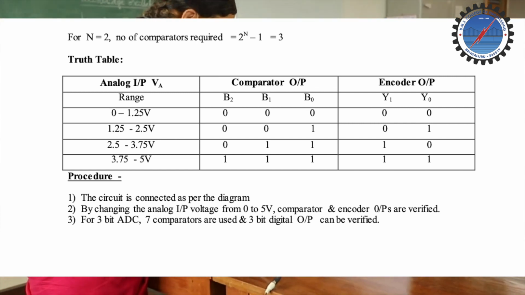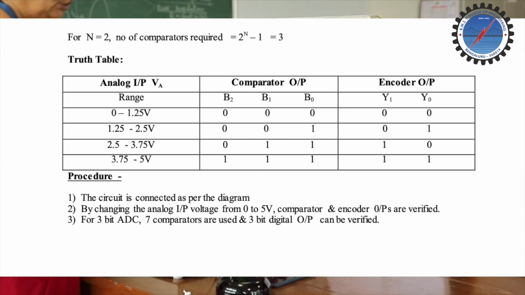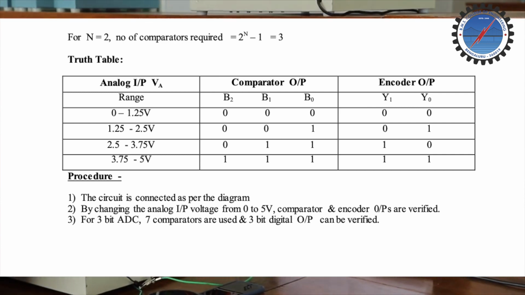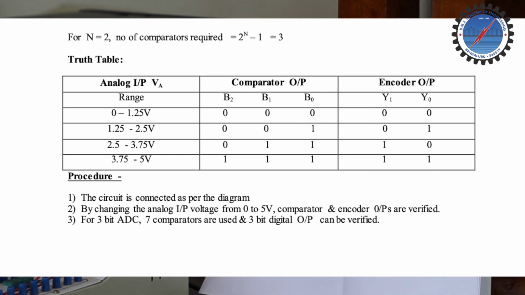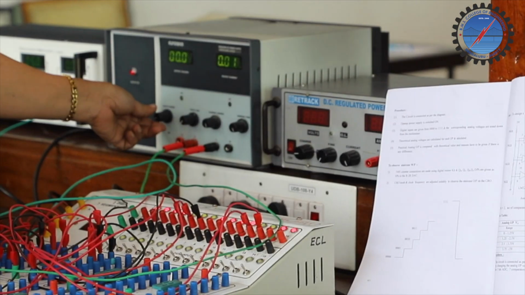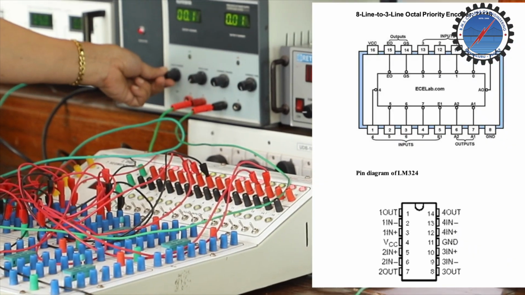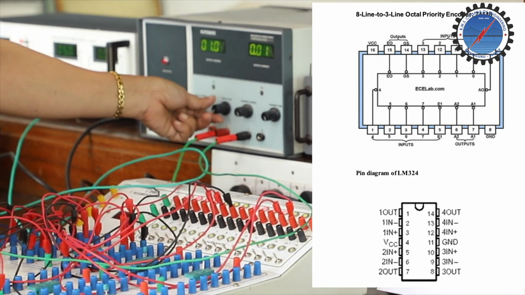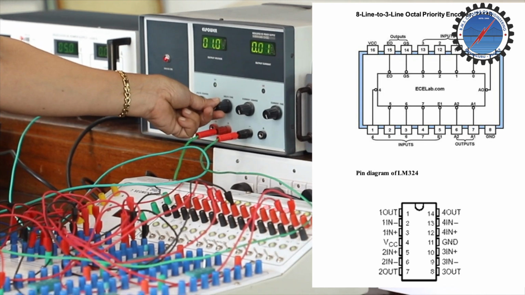Now I can measure any analog input voltage from 0 to 5. Here we have selected only 0 to 5, and the digital equivalent is given as shown here. Now I will vary the input in the first range, between 0 and 1.25. All are showing 0. I will slowly increase it. It is now 1 volt, still 0. Now I will do the fine adjustment.